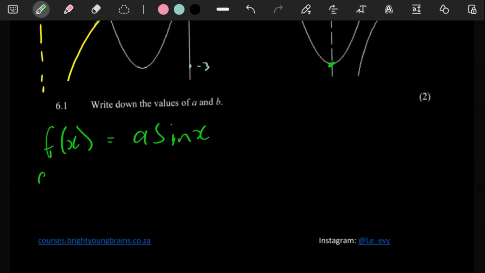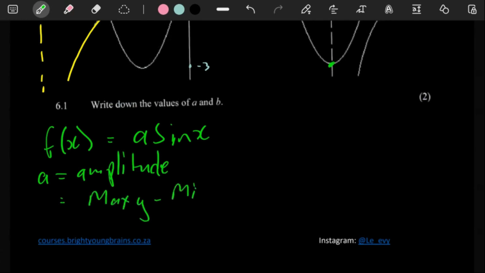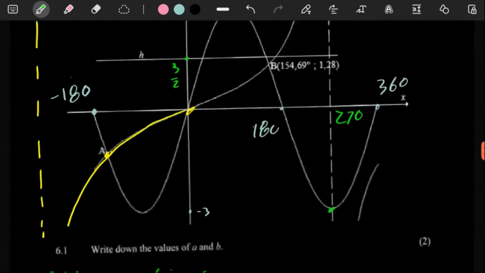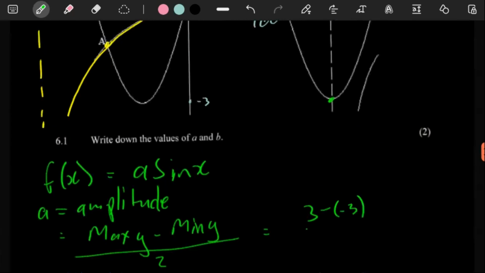a is always the amplitude, and your amplitude has a formula. It's the maximum y minus the minimum y over 2. So the maximum y value that your graph goes to is like a 3. The minimum is like a negative 3. So this is like 6 over 2, which is a 3. That's going to be your answer.